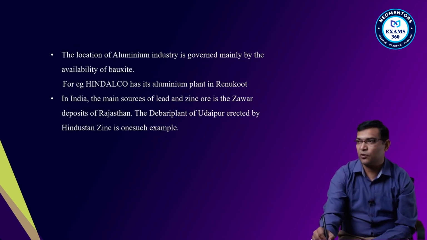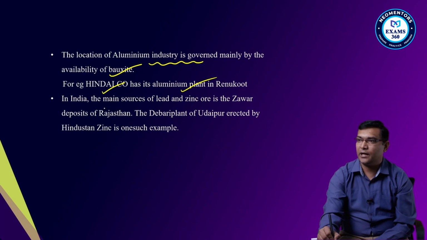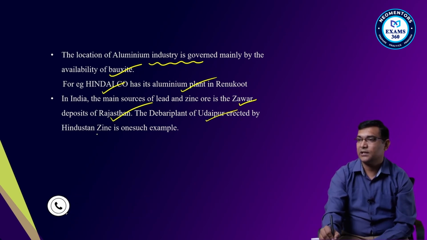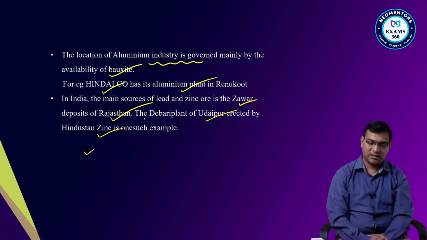One more: the location of the aluminium industry is governed mainly by bauxite. Okay, Hindalco, then the aluminium plant in Renukoot. Then in India, the main source of lead and zinc ore is the Zawar deposit in Rajasthan. Then Udaipur, Hindustan Zinc is one such example of this illustration. Okay, so these are the things.